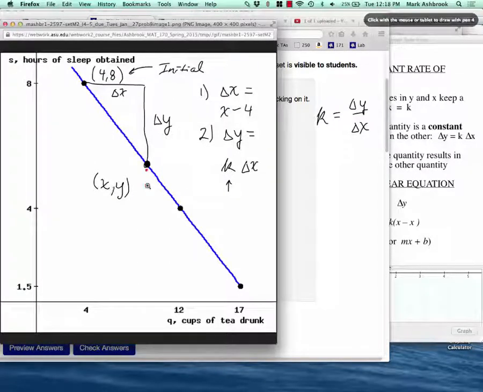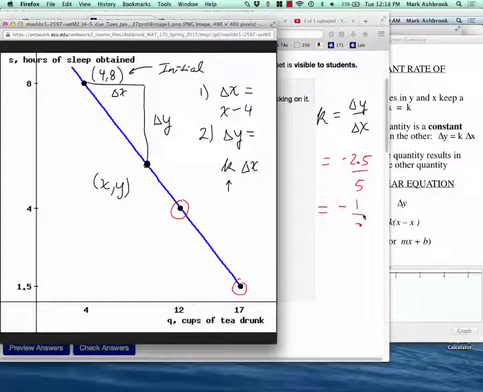So now we're actually going to use these points that we know. Or we could use these two, that's fine. Let's use these two here. Okay, so change in y is negative 2.5. Change in x is 5. k is negative 1/2. So I used these 2 points down here to calculate k. Now we're back to this, and we're solving for the change in y from (4, 8) to any arbitrary point on the line. We got k was negative 1/2 times delta x, which is x minus 4. So that's our delta y.